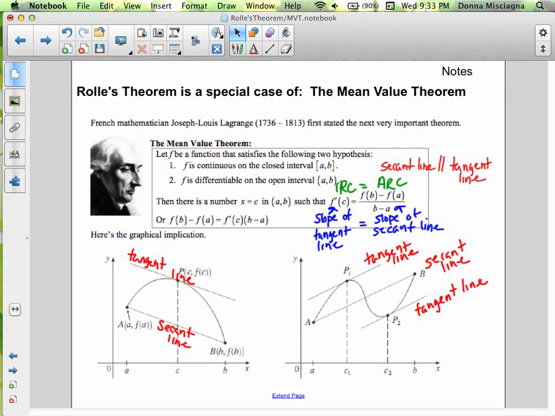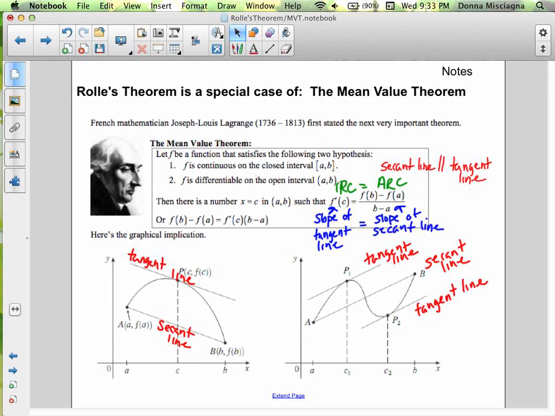All right, so here are some graphical implications. Here we have our secant line. I've marked that in, and you should too. And then we have a tangent line that has the exact same slope. In the second example, we have two tangent lines that have the exact same slope as the secant line, just like we did in my exploratory example at the beginning of this lesson.